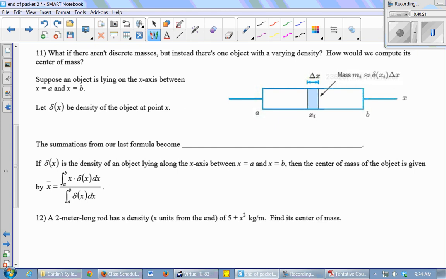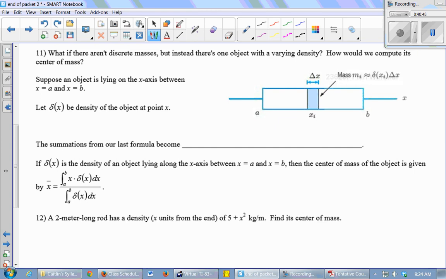So here's my object lying on the x-axis from A to B. I would let delta of x be the density at point x. So think of this rectangular object as a seesaw, and it has density varying along its length, given by this formula, some random formula we don't know, delta of x.